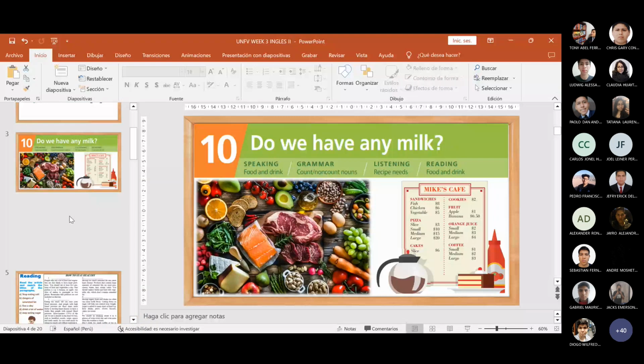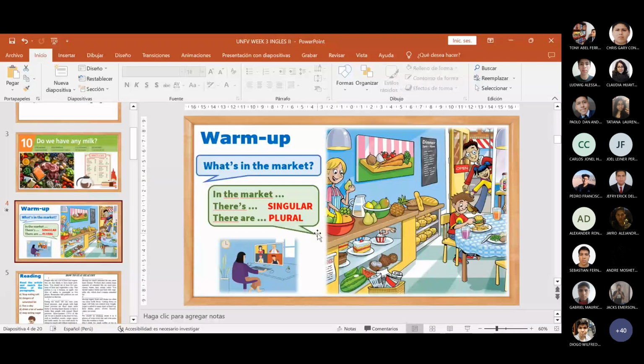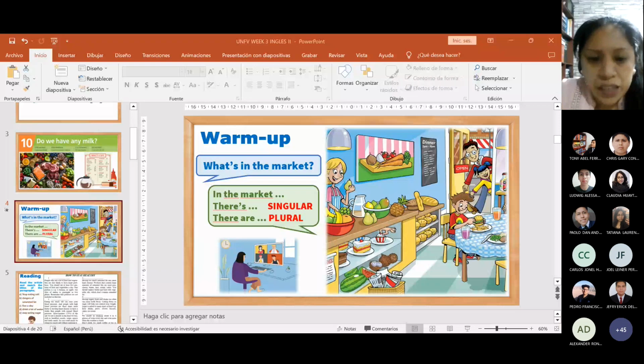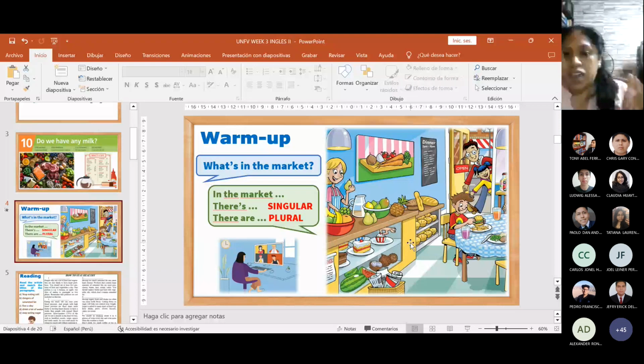What about it? Now you have a photo about a market. You have a market here. And in this part of the warm up, what's in the market?